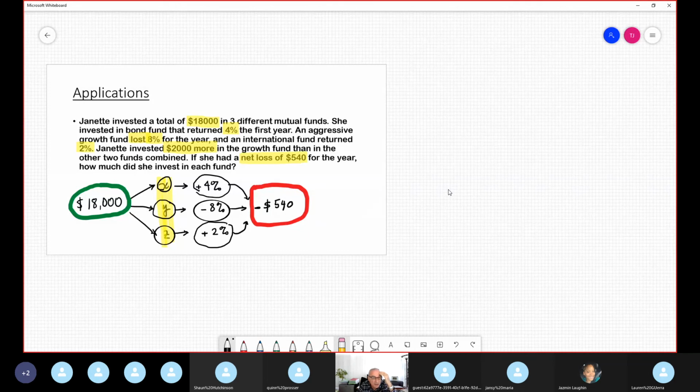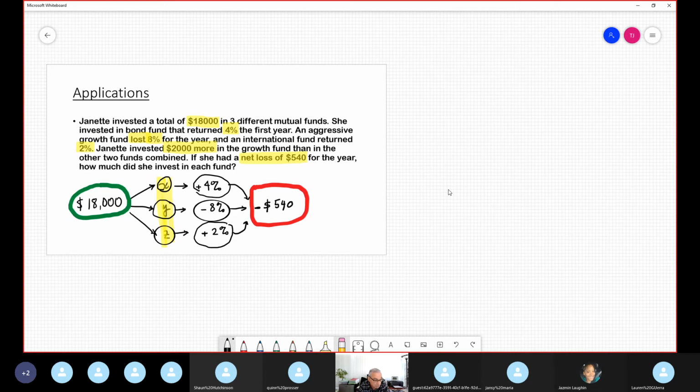However, Janet invested 2,000 more in the growth fund than the other 2 funds combined. Okay. This sentence gives me information for one equation. And if she had a net loss, she lost money, $540 for the year. How much did she invest in each fund?